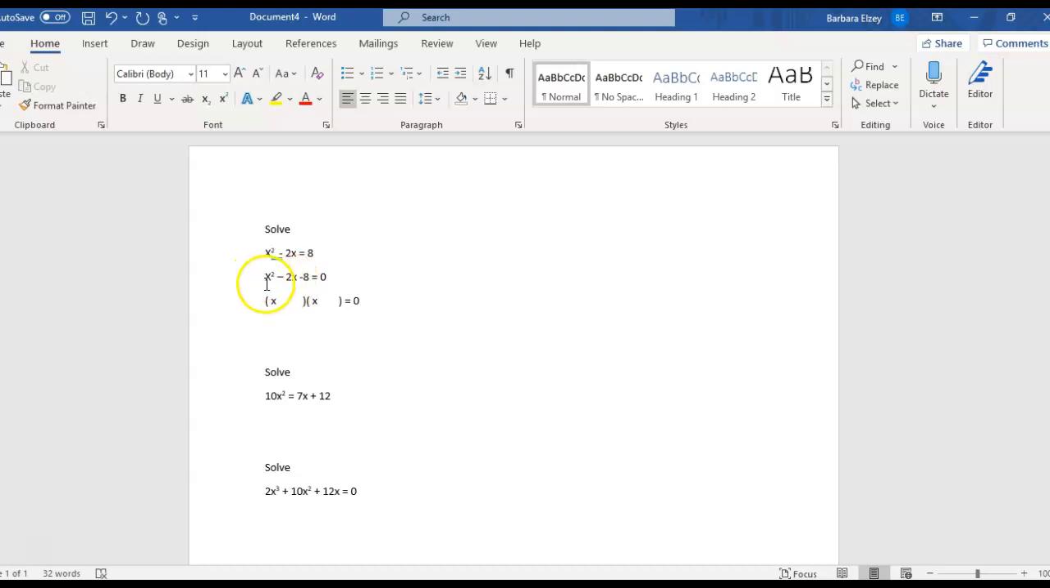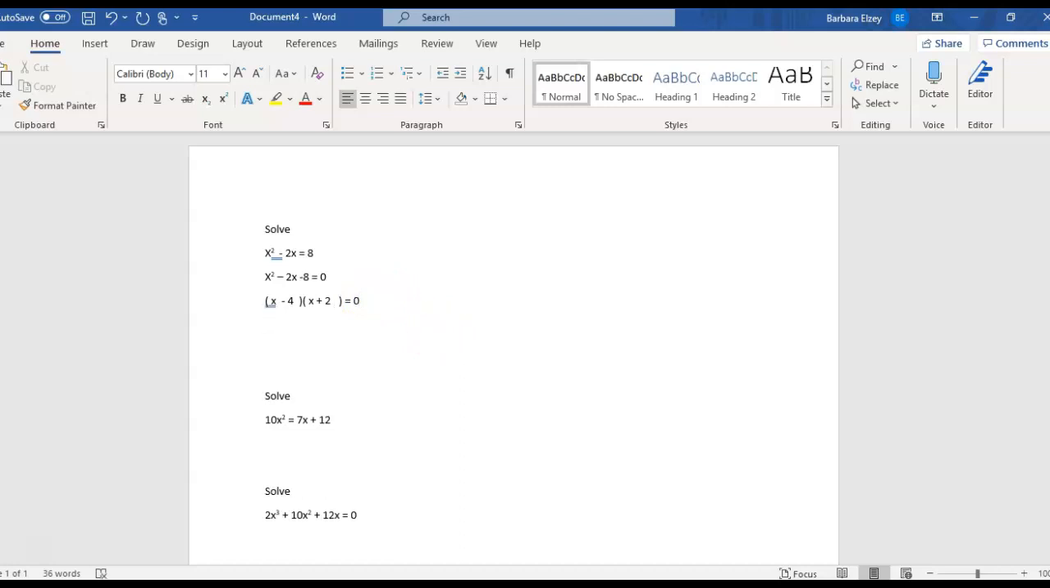Let's notice, though, when the coefficient out front is a 1 in front of x squared, we can just think what factors of negative 8 will add to negative 2. Well, a negative 4 will, and a positive 2 will. And of course, we could check ourselves by FOILing this back out, and it will give us x squared minus 2x minus 8. Now, if you've forgotten how to factor, get with me. We can go over this and do more examples of it.